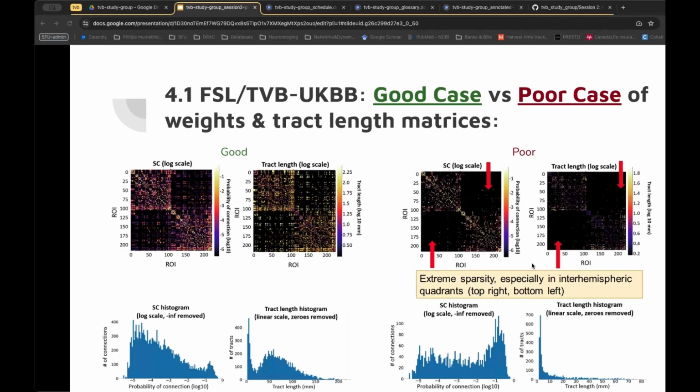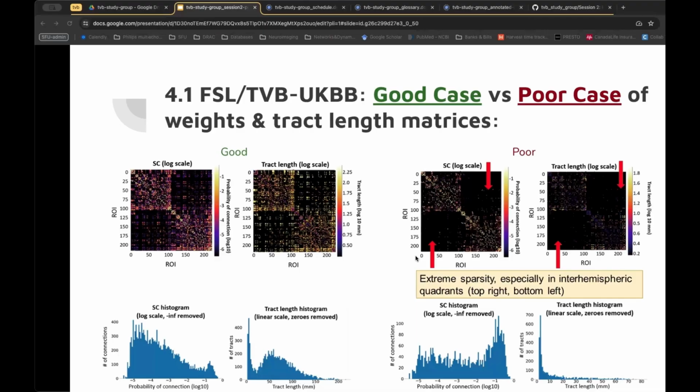If you're looking at the scales, they're slightly different for the histogram, but the number of connections is very low in this poor case in comparison to the good case on the left, and especially within that interhemispheric quadrant. So the top right and the bottom left quadrants, we don't have the horizontal line that you see on the good side within those quadrants of homotopy.